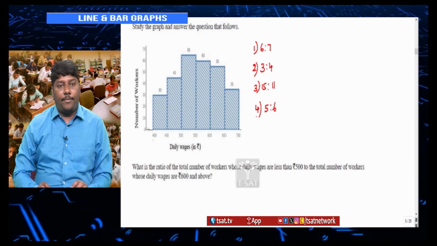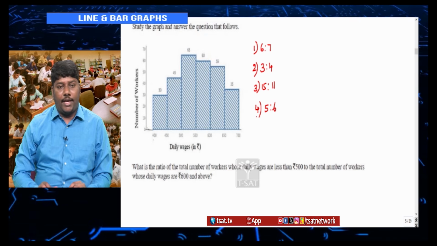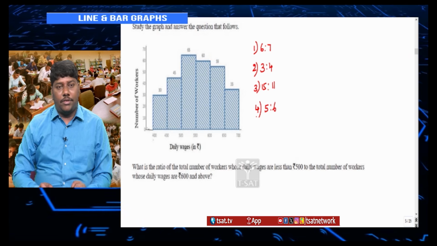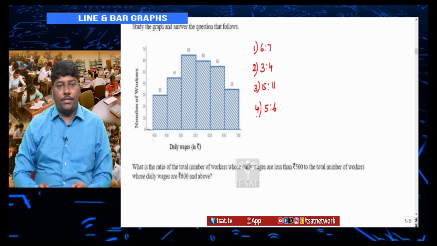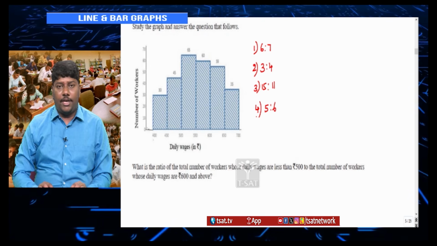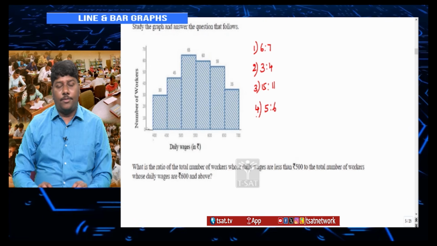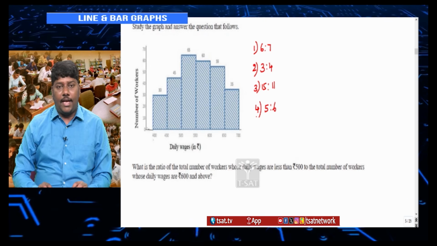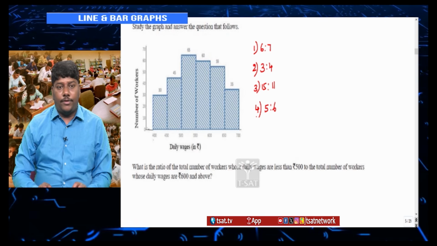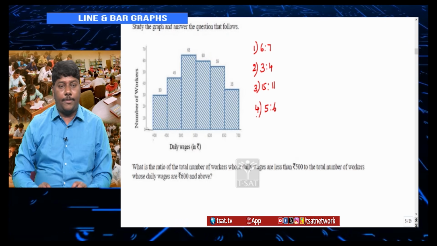This is also another type of bar graph. Now, you can actually represent this graph as a line also. Study the graph and answer the question that follows. You call it histograms. Sometimes you can write it in terms of a table, and you can take the class interval and show the same graph. But here it is shown in bars. Look at what it says.